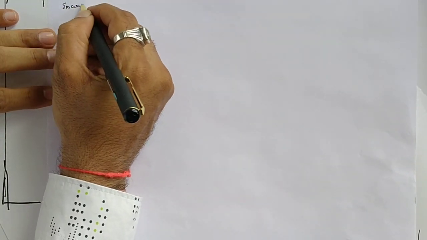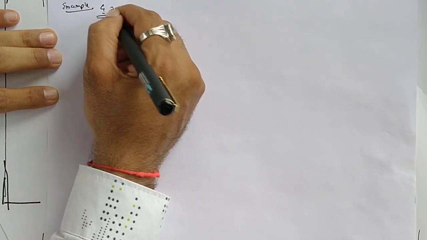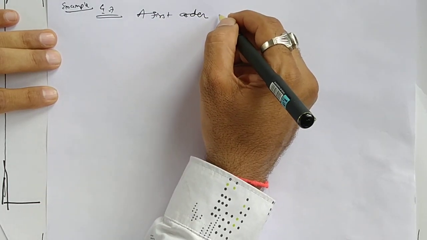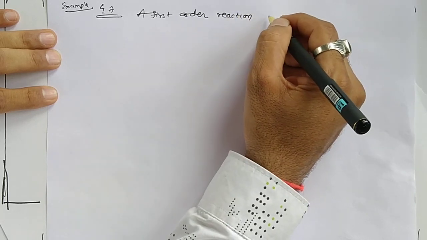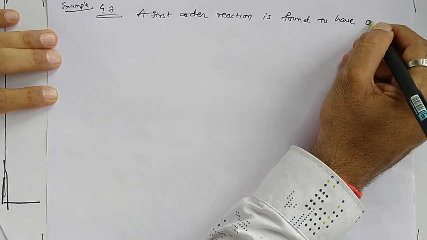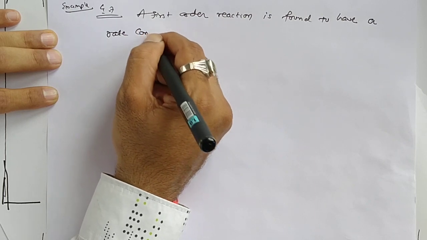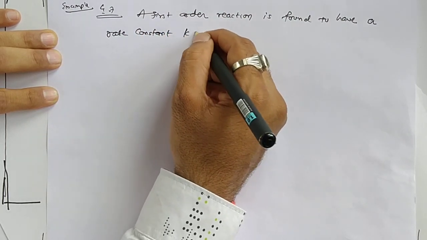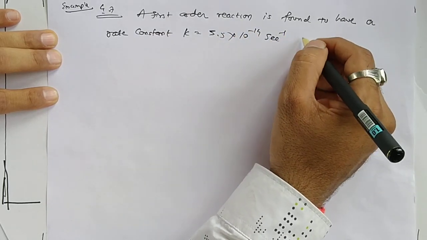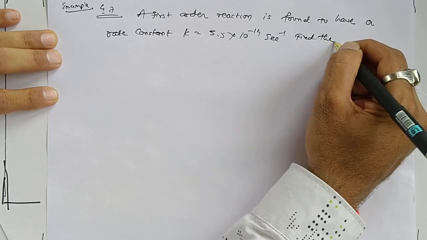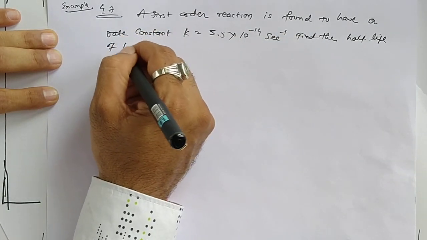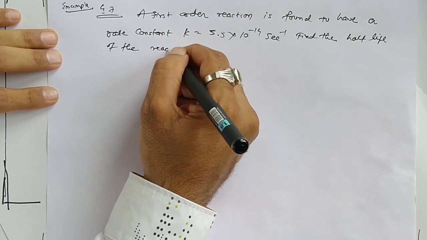Now we are in our example. Example 4.7. A first order reaction is found to have a rate constant K of 5.5 × 10^-14 second inverse. Find the half-life of the reaction.